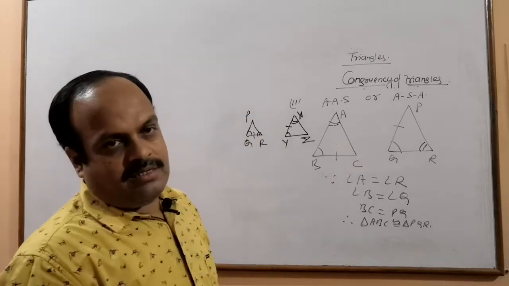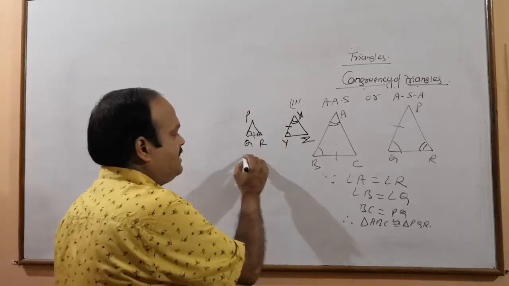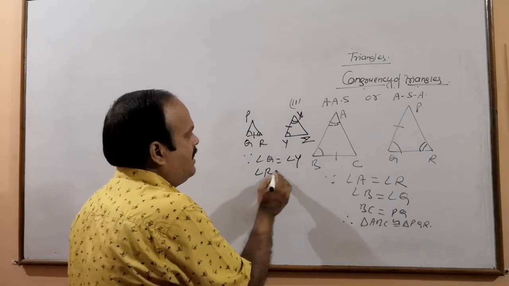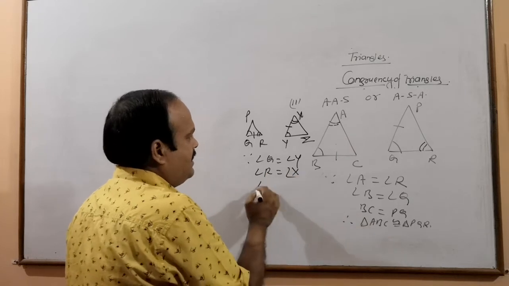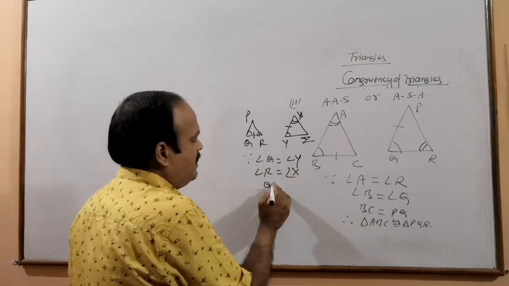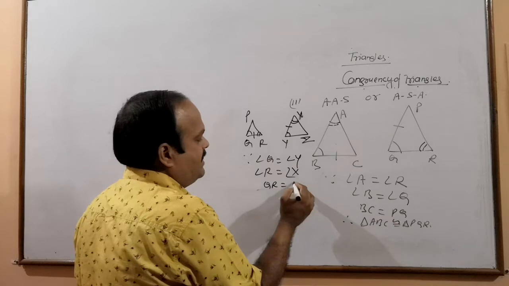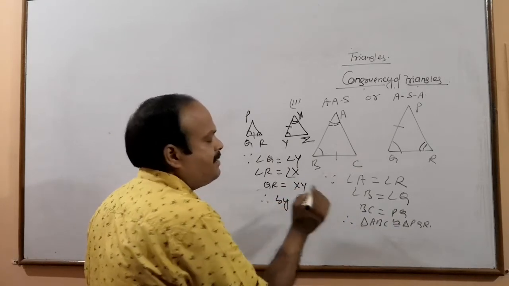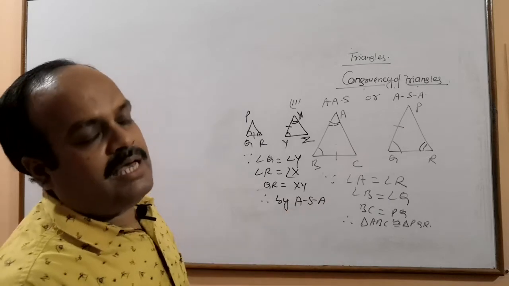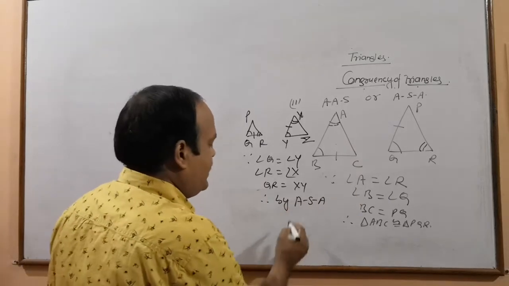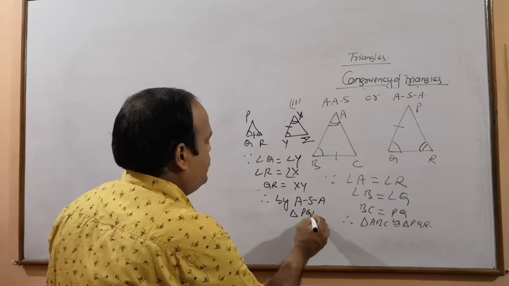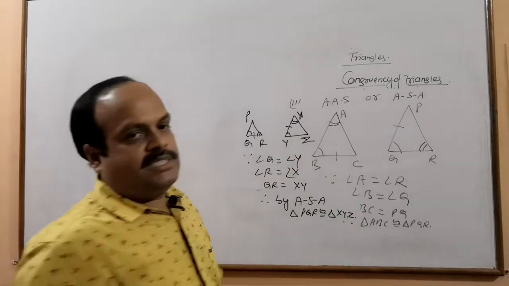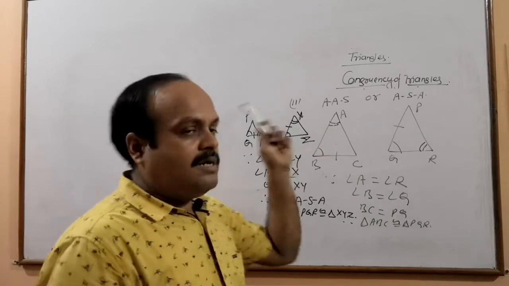angles. So we will be writing, since angle Q equals angle Y, angle R equals angle X, and side QR equals side XY, therefore by ASA, instead of AAS we will call it ASA, therefore by ASA triangle PQR is congruent to triangle XYZ. So three tests I have made clear.